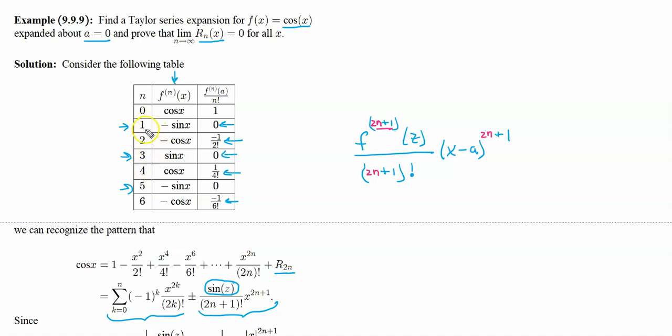And if you look back at our table here, you see whenever we have an odd n, like 1, 3, 5, the derivative of cosine was negative sine or positive sine. You see that. So that's why we have that sine of z right there. And then we divide by (2n plus 1) factorial times x to the 2n plus 1. Now, we need to show that this approaches 0 as n goes to infinity.